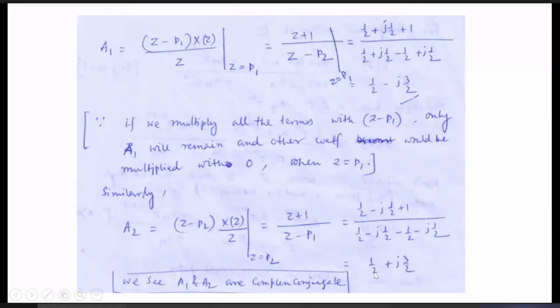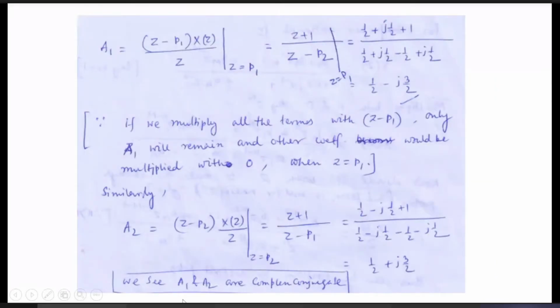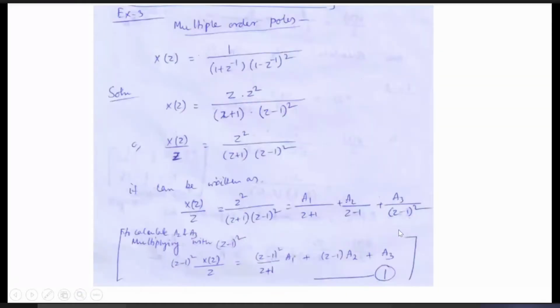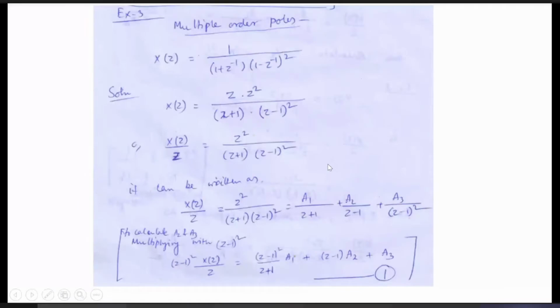Now, we see that poles p1 and p2 are complex conjugate. So the property tells that their coefficients will also be complex conjugate. A1 and A2, you see A1 is this and A2 is this. Now another case is there, that is multiple order poles.